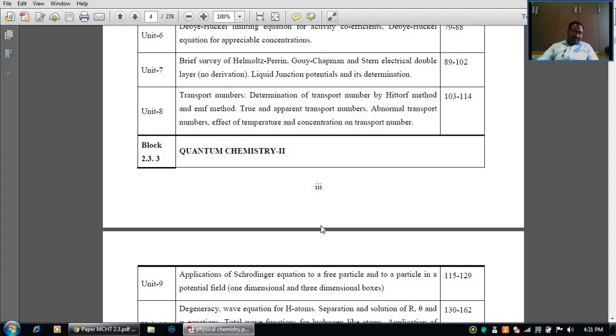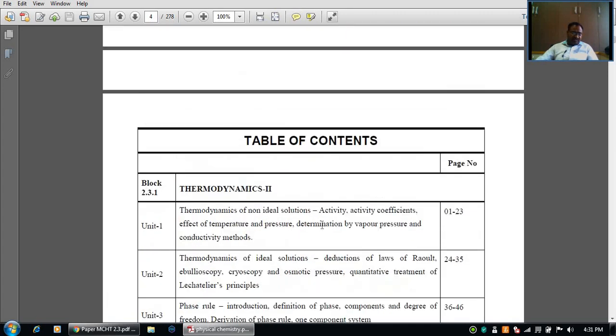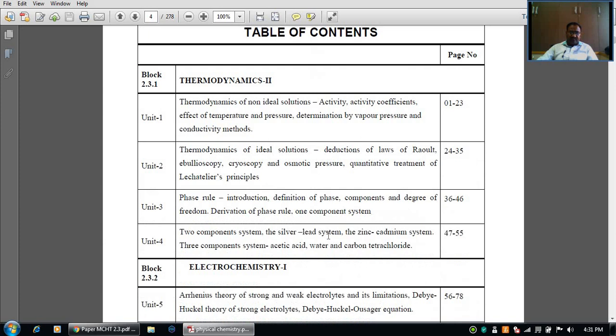Next, we look at the 4-mark questions from unit 1. Directly asked are van't Hoff equations and osmotic pressure. And what is activity and activity coefficient? Explain the variation of activity with temperature and pressure. And define terms like degrees of freedom, transition temperature, heterogeneous system. These types of questions arise from this first block.